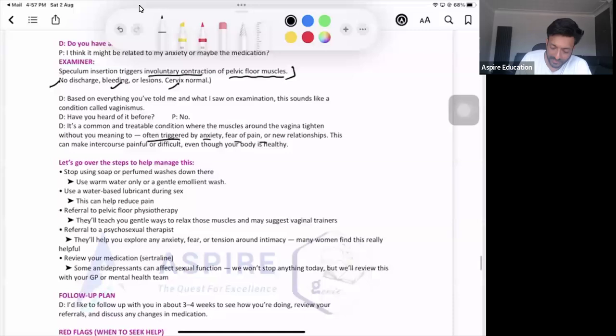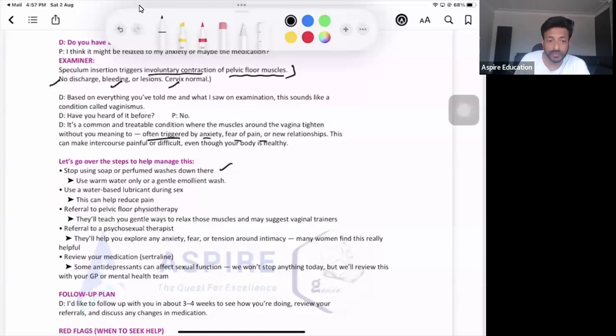So the management is stop using any soap or perfumed products in or around your vagina if you're using them, right? And you use a water-based lubricant. That's very important. Physiotherapy, that's very important. We can refer you to the psychosexual therapist as well. They'll be able to explain things in more detail. They can have a chat with you. CBT, that is something that you can arrange.